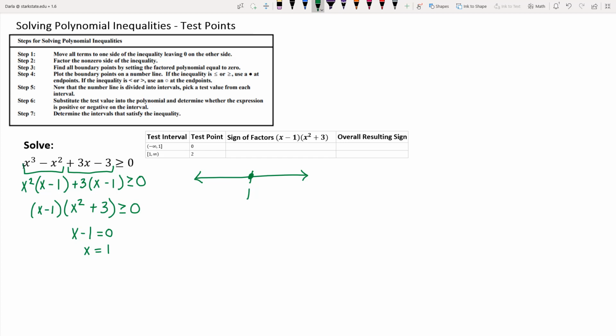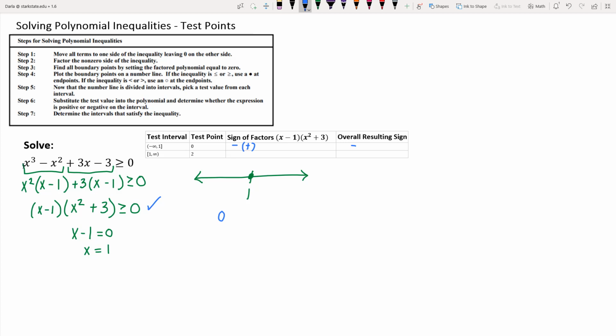Then I would pick a test point on both pieces. To the left of 1, you could pick any value, so I'm just going to pick 0. I'd plug it into the factorization I had, and all I'm concerned about is the signs I get for each of the factors. If I plug 0 into x minus 1, I get 0 minus 1, which is negative. If I put 0 into x squared plus 3, I get 0 squared plus 3, which is positive. So my sign overall is negative times a positive, which is negative.